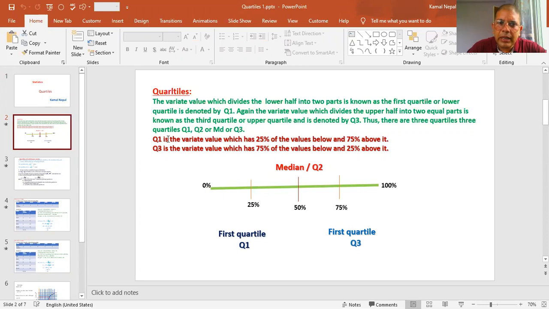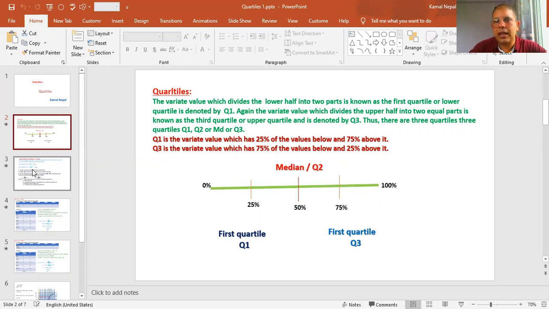Quartile 1 is the value which has 25% of the values below and 75% above it. Similarly, in quartile 3, 75% are below and 25% above it. So we can divide data into four equal parts: quartile 1, quartile 2, and quartile 3. Now, how can you calculate quartile 1 and quartile 3? Now, we are going to discuss it.